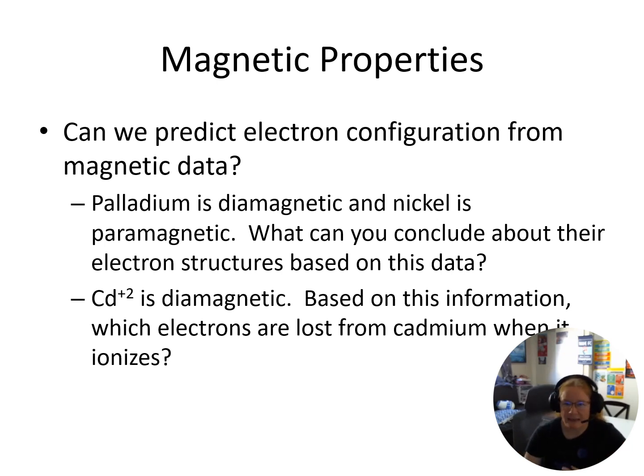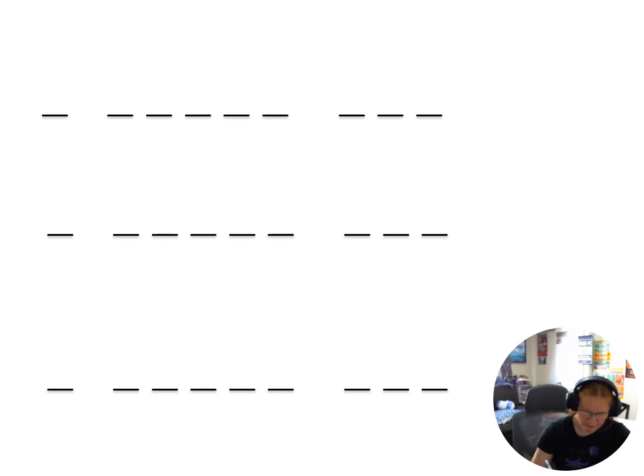Given that, can we predict electron configurations? We're going to look at palladium and nickel. Palladium is diamagnetic and nickel is paramagnetic. What can we get from our electron configurations based on this? And then the cadmium ion is diamagnetic. Which electrons come off? So let's take a look, first at palladium.